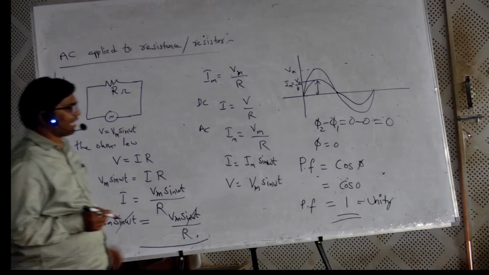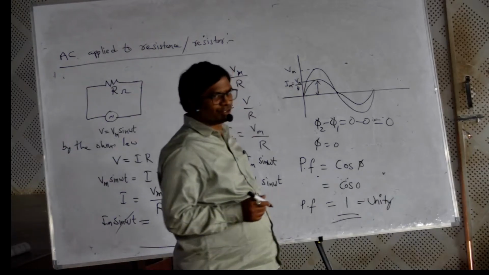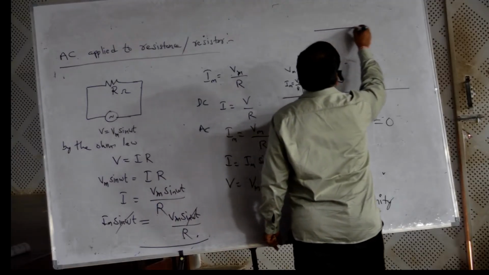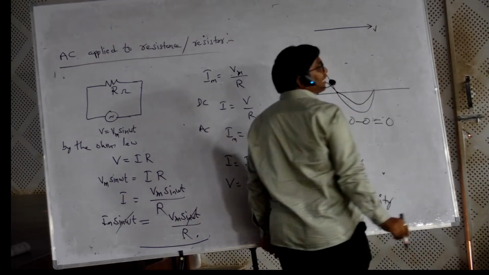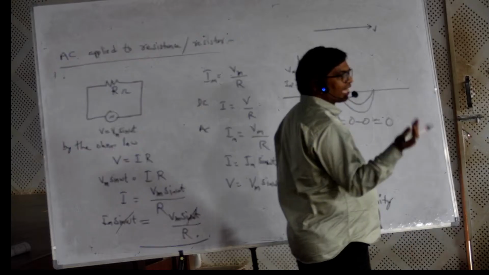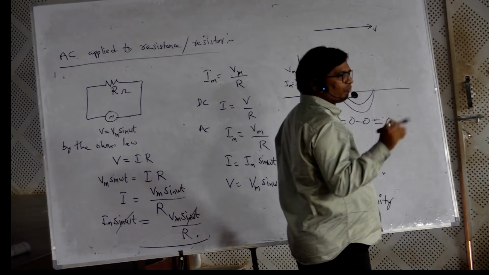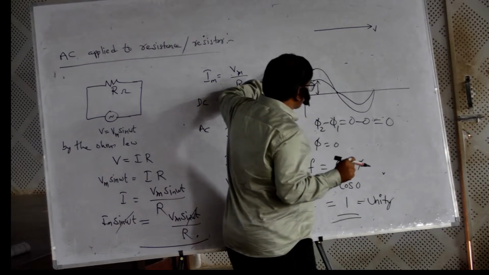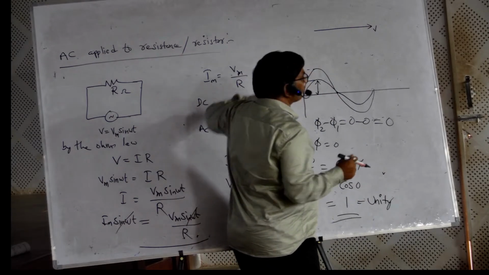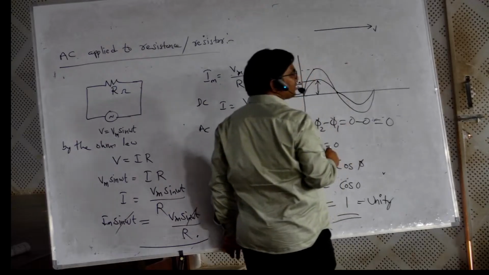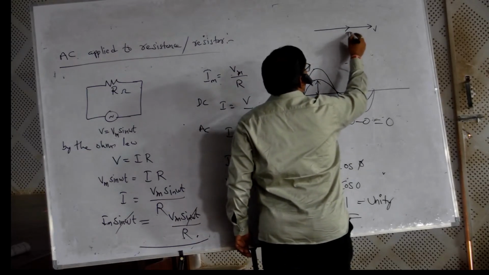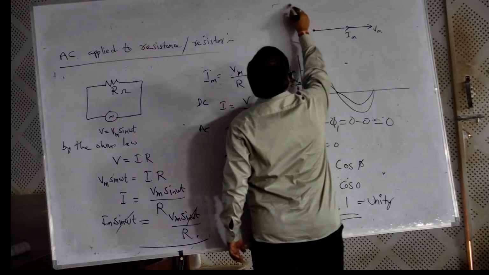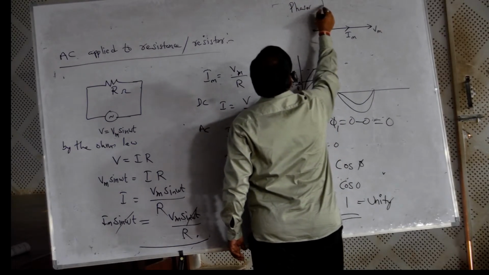If we draw the phasor diagram, how can we draw the phasor diagram for this resistance circuit? See, in the phasor diagram, the voltage value is higher or the current value is higher? The voltage value is higher. So that's why you have to draw a big line for voltage. It is Im. Okay, so this is the phasor diagram.